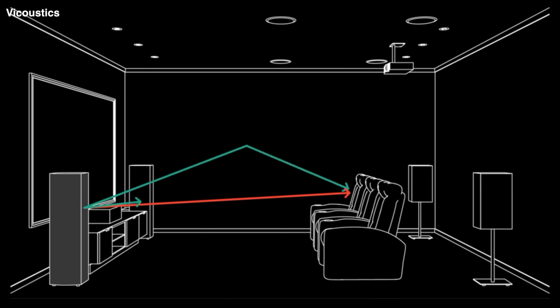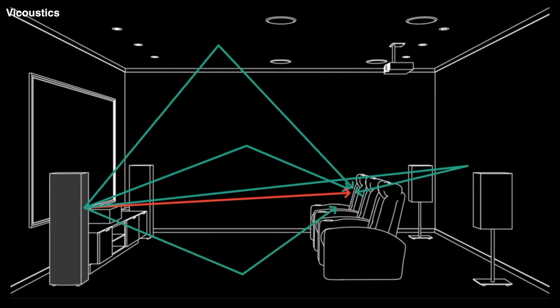The most important reflections to treat are known as first reflections. These are the sound waves that reach your ear after bouncing off the first surfaces they encounter in a room. Typically, these are the side walls, back wall, front wall, and your ceiling. First reflections arrive at your ear a couple milliseconds after the direct sound, so they have a significant impact on what you're hearing. To find these first reflection areas, you can use something called the mirror trick.